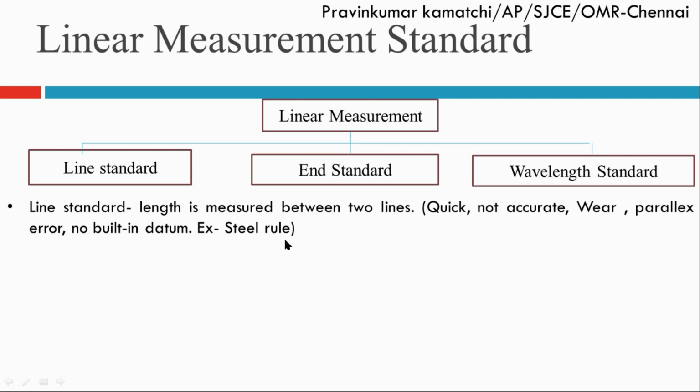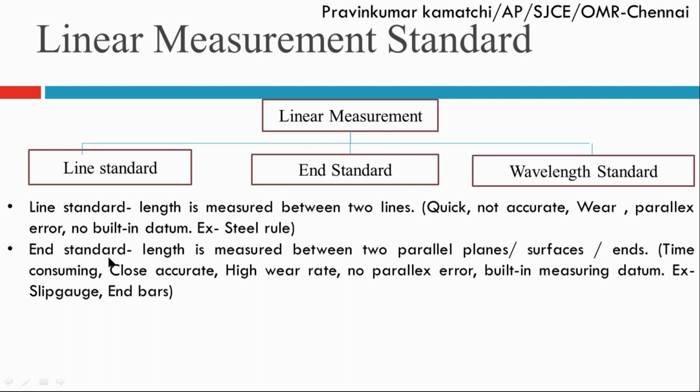And the next one is end standard. Here the length is measured between two parallel planes or surfaces, or between the two ends. It is a time consuming process. The measurement is somewhat close to the accuracy level, and here the wear rate is very high compared to the line standard, and there is no parallax error. In end standard, a built-in measuring datum is available, and the examples are slip gauges and end bars.